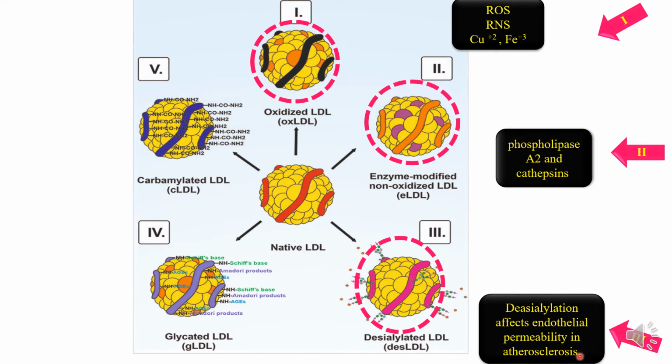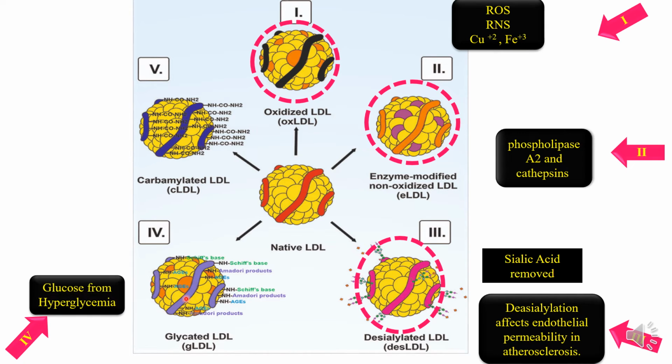So what is desialylation? Desialylation is nothing but removal of sialic acid. And once the sialic acid is removed, this modified LDL becomes highly atherogenic. The fourth kind is known as the glycated LDL. So when the native LDL reacts with the excessive glucose molecule, it forms glycated LDL. The glucose is derived from hyperglycemia or diabetes mellitus, and it attaches with the LDL to form glycated LDL.